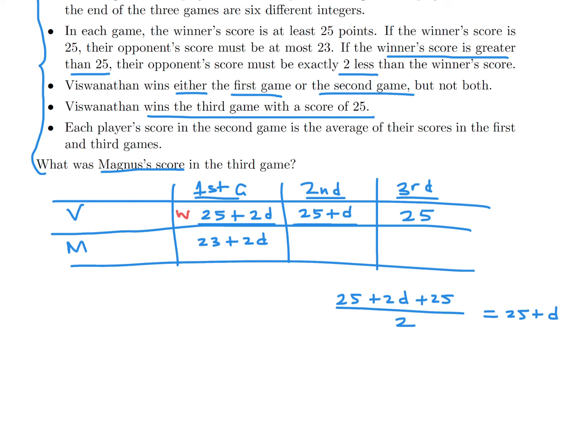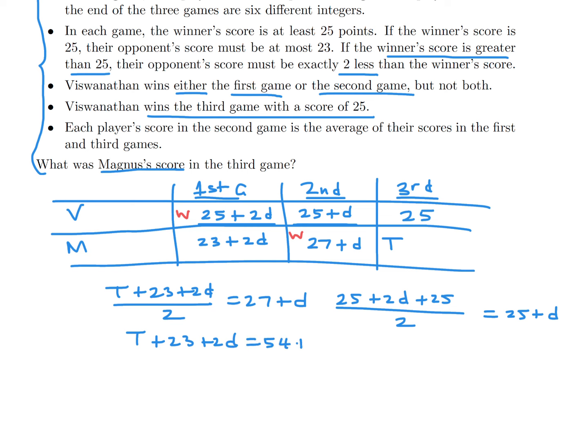And then in the second game, Viswanathan loses, right? That's how we're choosing it. So we have to make this a winner. So therefore, this has to be, for Magnus, 2 greater, since he's the winner. So it'd be 27 plus d. And then therefore this one, t, is the average. Well, t plus the first game divided by 2 gives me the score for the second game. So this would be t plus 23 plus 2d is 54 plus d.